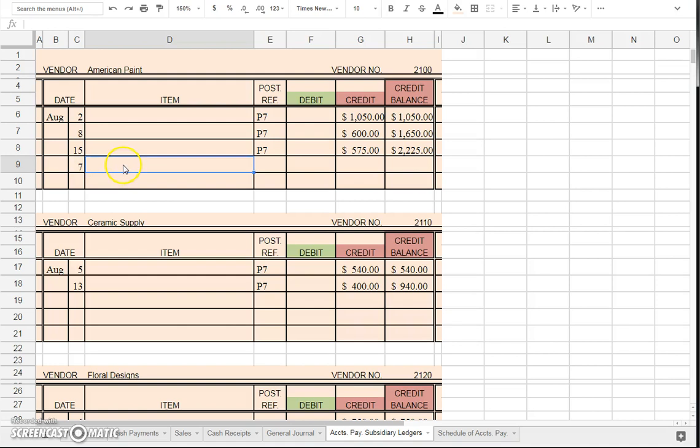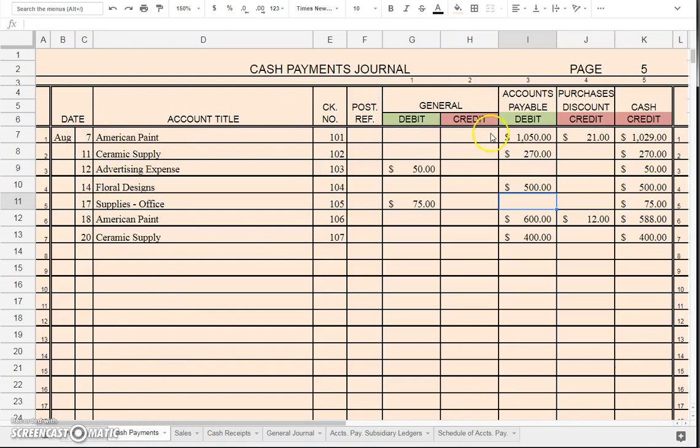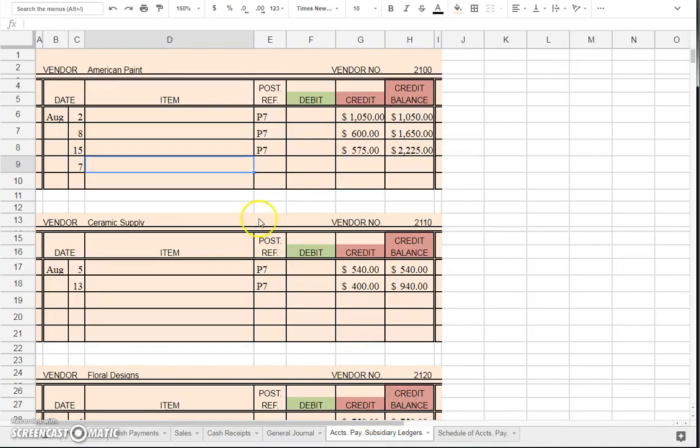Now, you'll notice that these are not in chronological order all of a sudden. That is totally fine. On subsidiary ledgers, they do not have to go in chronological order. You record them by the special journal. So you start with the purchases journal and basically you just work left to right. Then you go to the cash payments, and then if you need these other journals, you use them. We will use the journal later. So August 7th, American Paint, $1,050 debit.